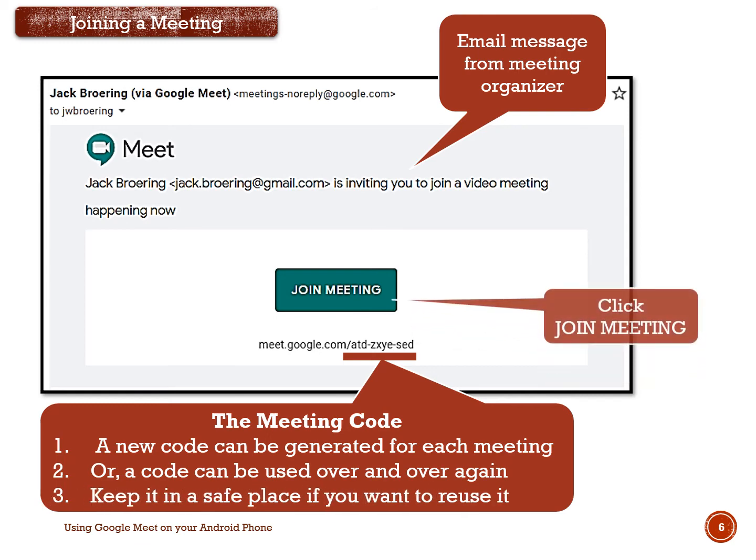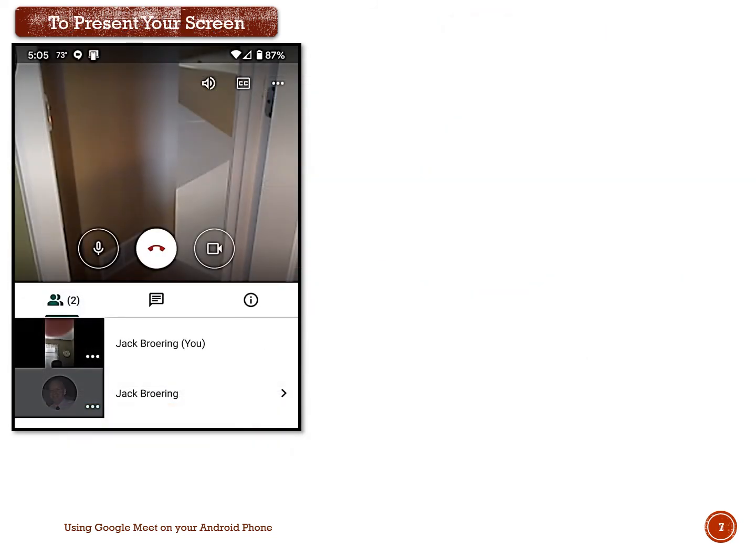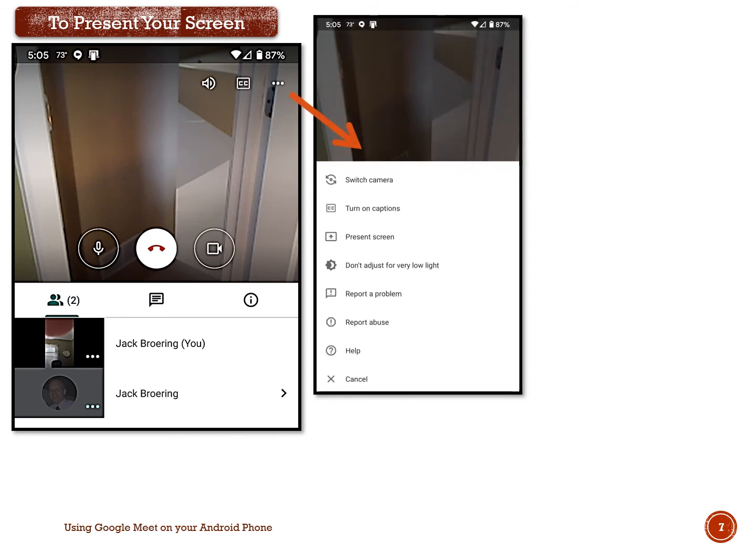To join a meeting, simply click the Join Meeting button. Once you join the meeting, you can simply watch and listen, or you can become a presenter. In this case, presenting means that you can share your phone screen with the meeting participants. To share your screen, click on the three dots in the upper right-hand corner.